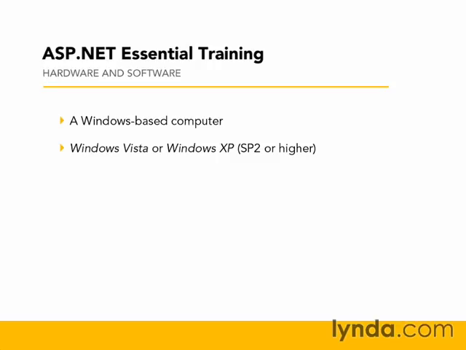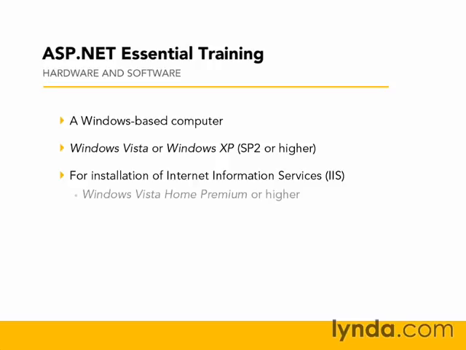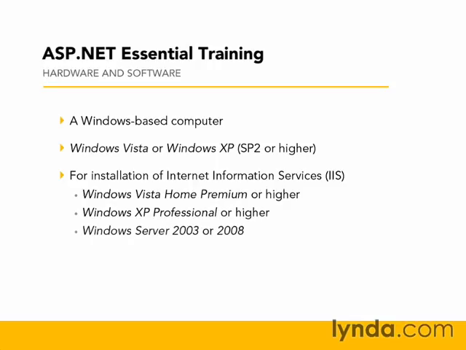In the final chapter of the video series, where I describe how to install Internet Information Services, if you want to follow along with those exercises, you'll need particular editions of Windows. For Windows Vista, you'll need Home Premium or higher. For Windows XP, you'll need the Professional Edition. If you're using one of the Windows Server products, Windows Server 2003 or 2008, you'll also be able to follow the exercises on those operating systems.